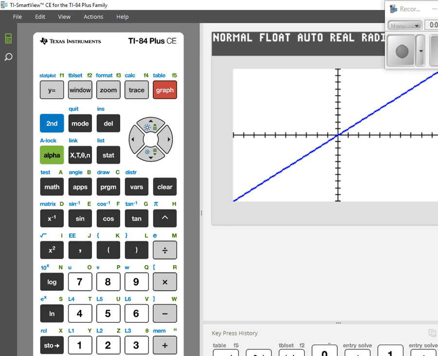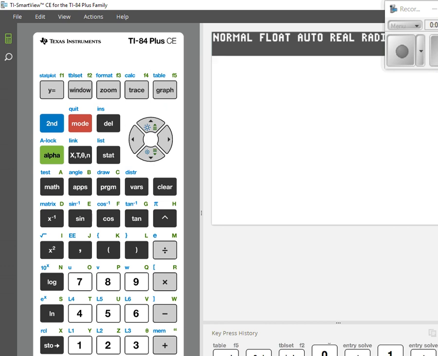Okay. Any questions so far? So it's kind of just going over some of the features of your calculator. Okay. And if you want to get out of this, you go second quit, right? And then you're back to the normal functioning part of your calculator, right?